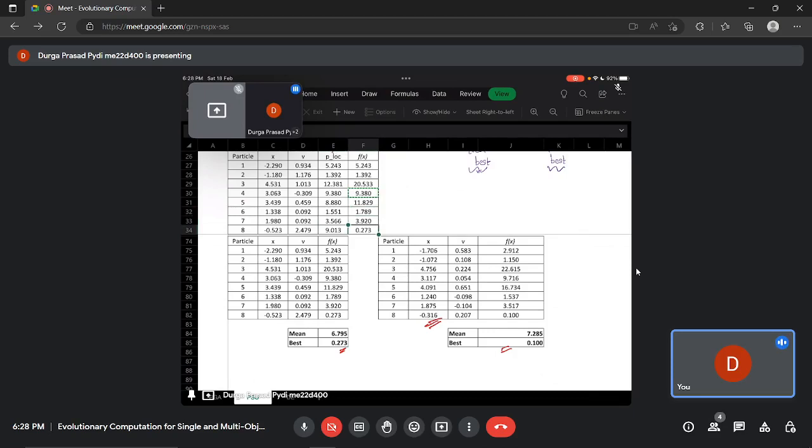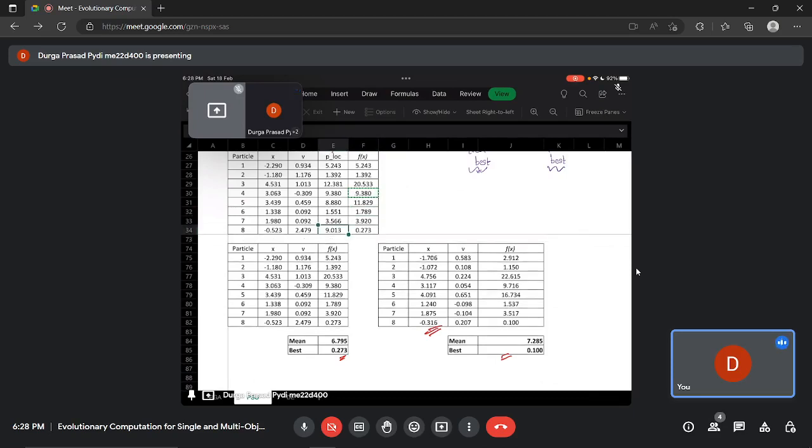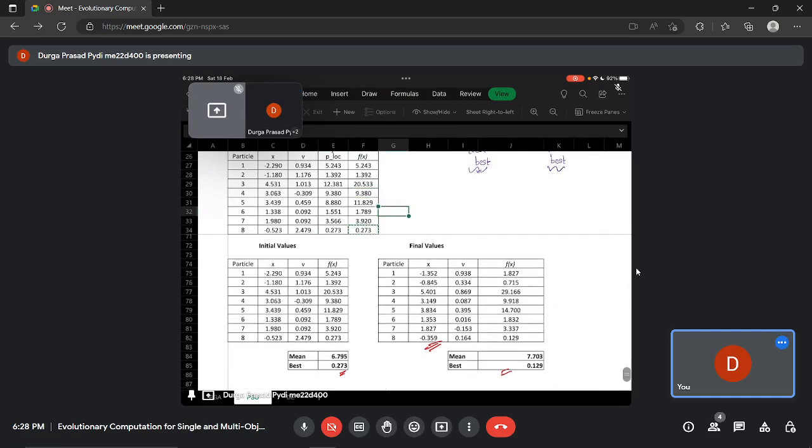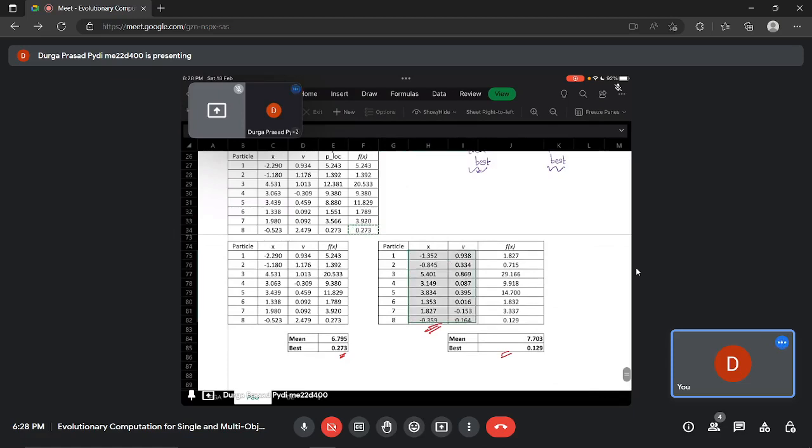Same again and again. In the last step, if you can see, the previous one is 9 and the current best update is 0.273. So we take that as my local best. And we update it again. You can see how the value has decreased here, like from 7.703 to 6.973. You repeat it again and again till you reach your convergence.